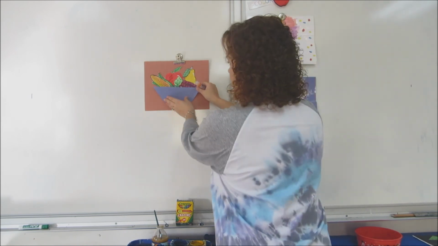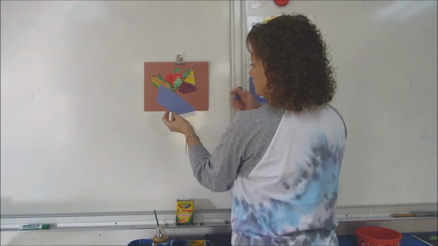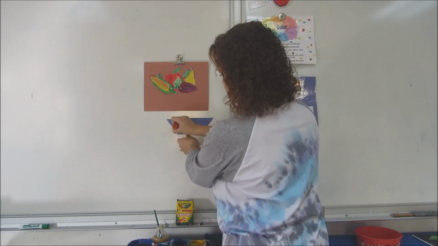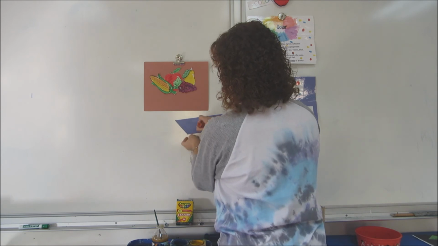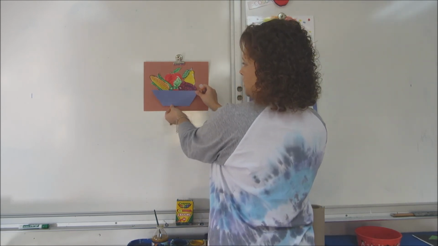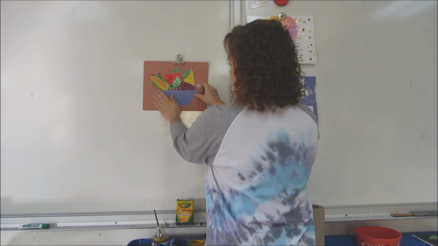Now my basket will fit nicely over top of the bottom like this. So again, put your glue on the back of your paper, right here. It's going to be your basket, your object. Place it just over top, just overlap slightly. Press that down onto your paper.